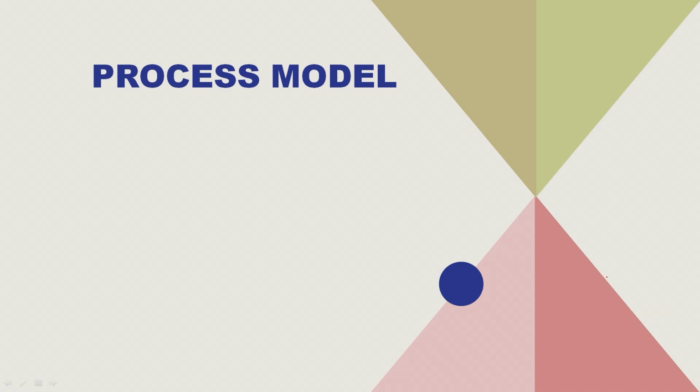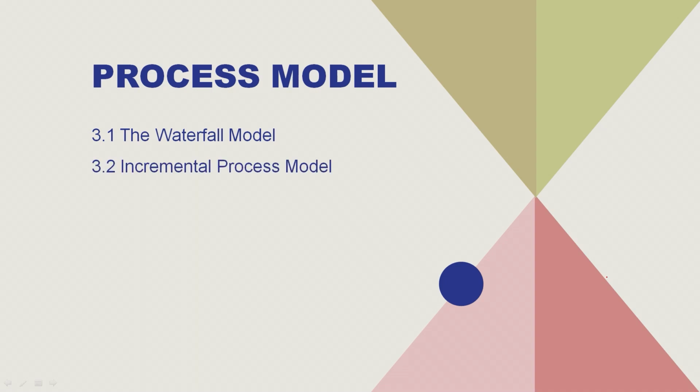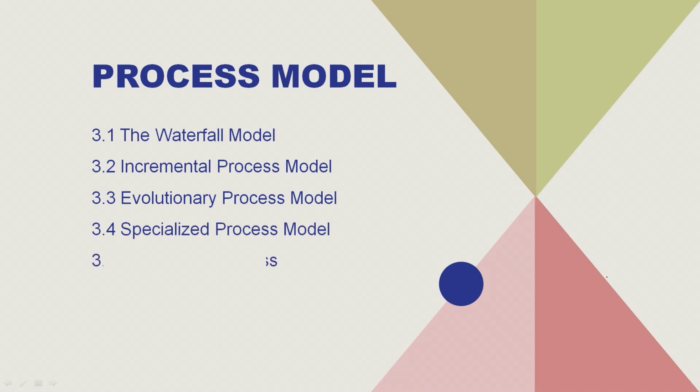So first I will tell you the classification, which means the types of a process model. The first is waterfall model, the second is incremental process model, the third is evolutionary process model, the fourth is specialized process model, and the fifth is the unified process model. So in this video we will be learning about the concept of waterfall model and the incremental process model.